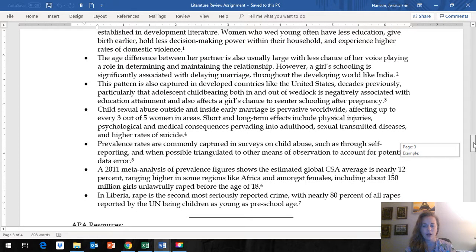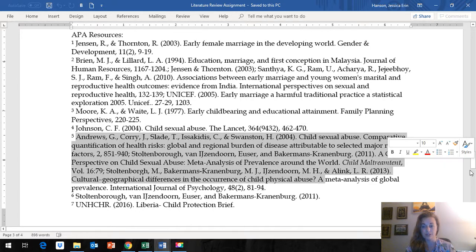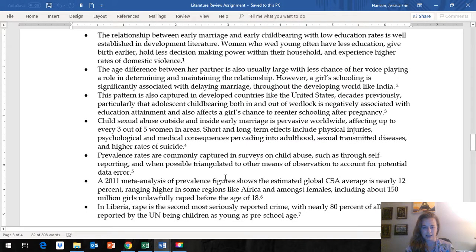Now, there are other ones where you can actually have multiple sources agreeing or sharing the same point. And you will see this particularly if we go to number 5. So you can see in number 5, there is 1, 2, 3, 4 different resources that are actually quoted for this point. And point number 5 is as such. Prevalence rates are commonly captured in surveys on child abuse, such as through self-reporting and, when possible, triangulated to other means of observation to account for potential data error.